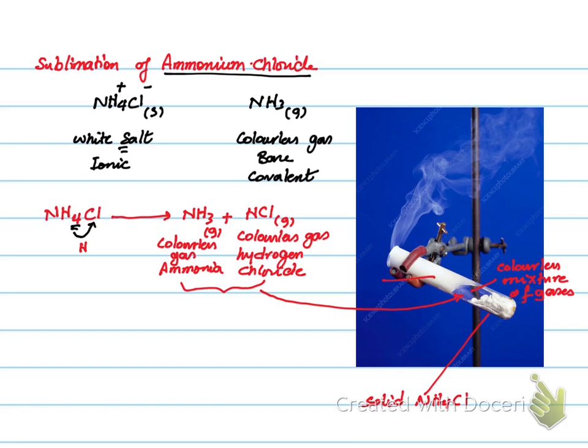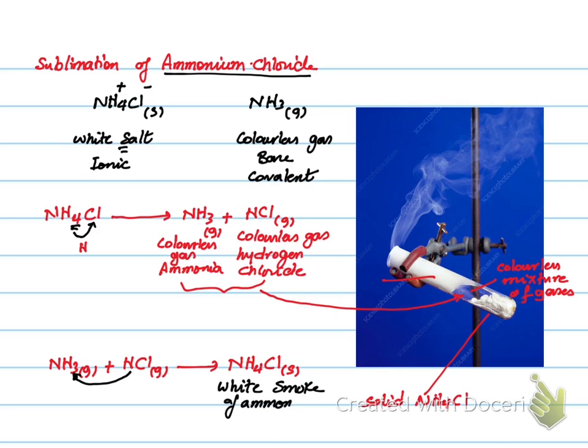At the top of the tube, the reverse reaction occurs. Ammonia gas reacts with hydrogen chloride. The hydrogen atom from hydrogen chloride returns back to ammonia to form the white solid ammonium chloride. So at the top of the tube, white smoke of ammonium chloride is reformed.